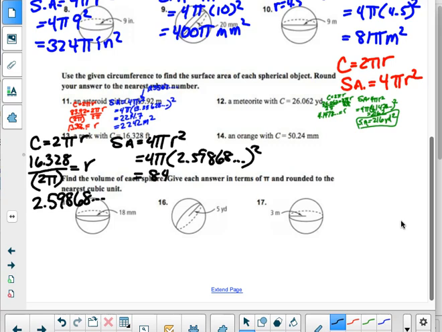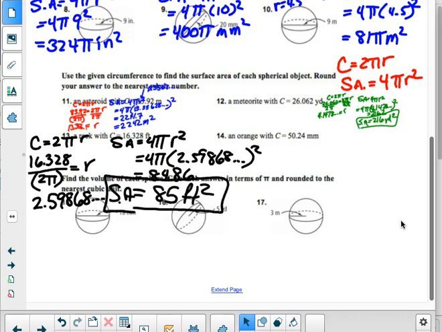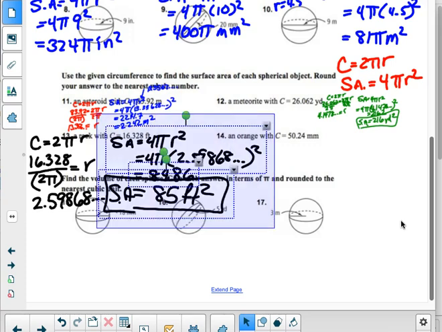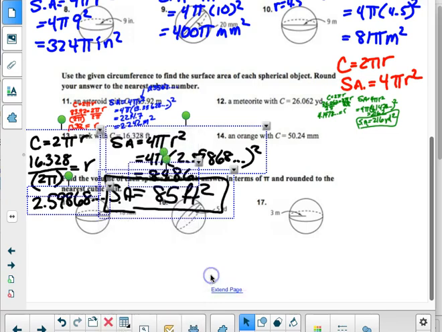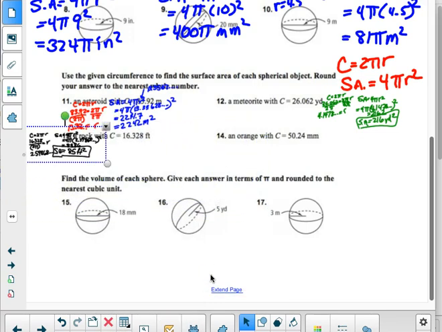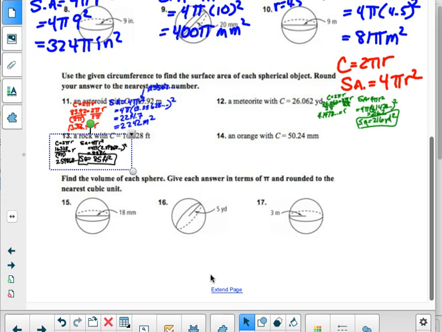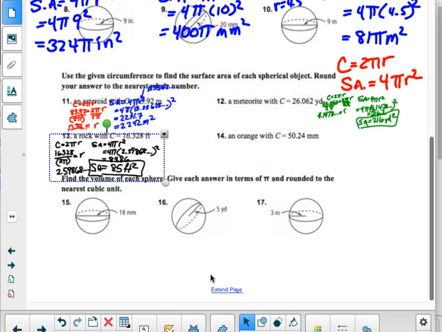84.86, and it's supposed to round to the nearest whole number, which is 85 feet squared. And that's my answer for that one. Okay, and again, I'm just going to group this up, shrink it down, and put it in there.